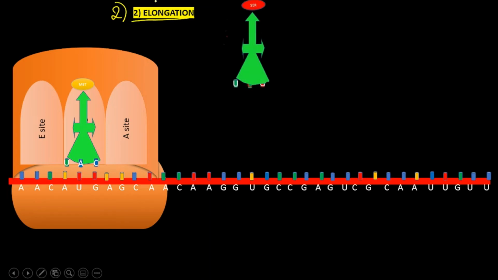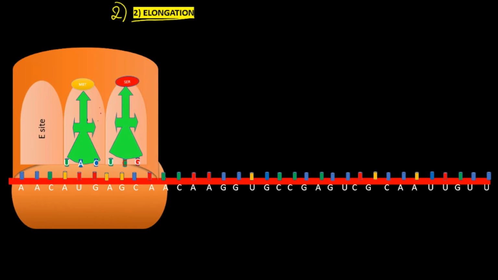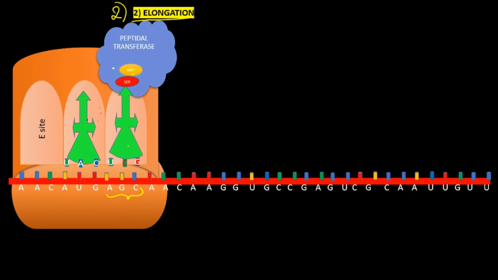अब दूसरा एक चार्ज ट्रांसफर RNA राइबोसोम्स के A साइट पर आकर अटैच होगा and this A site of the ribosome has a second codon that is AGC which is coding for serine. So this transfer RNA will carry the amino acid serine. The peptide bond is formed between the first and second amino acid in the presence of enzyme peptidyl transferase. तो पेप्टाइडल ट्रांसफरेज इन दोनों अमीनो एसिड्स के बीच में बॉन्ड्स का फॉर्मेशन करेगा.